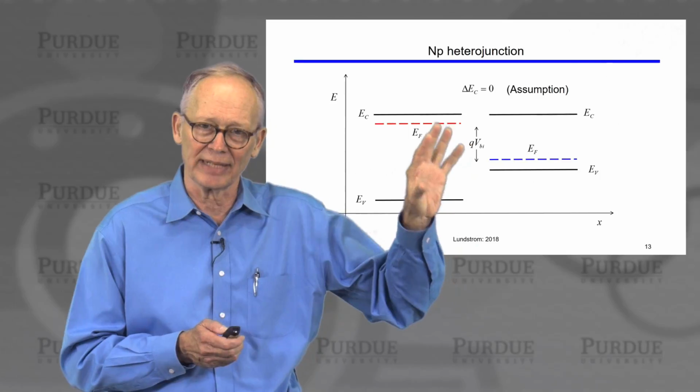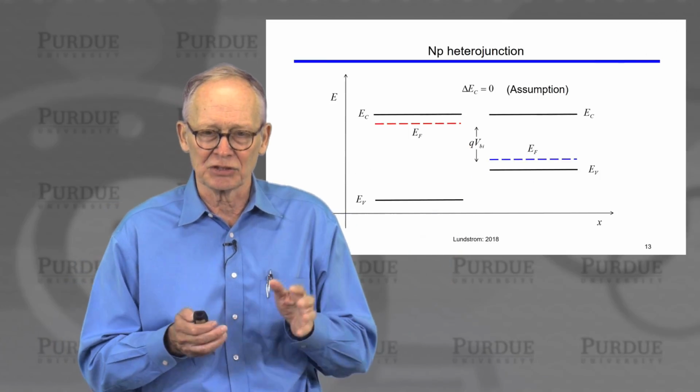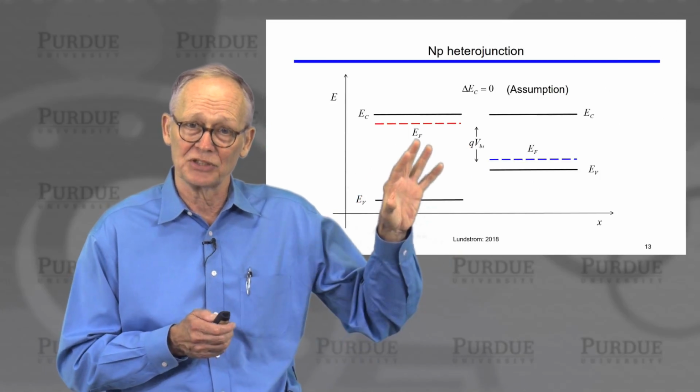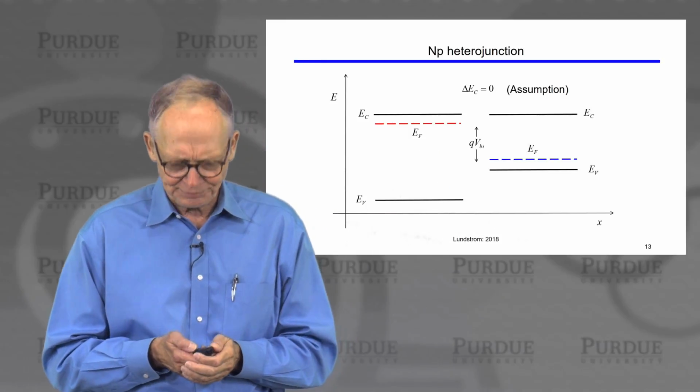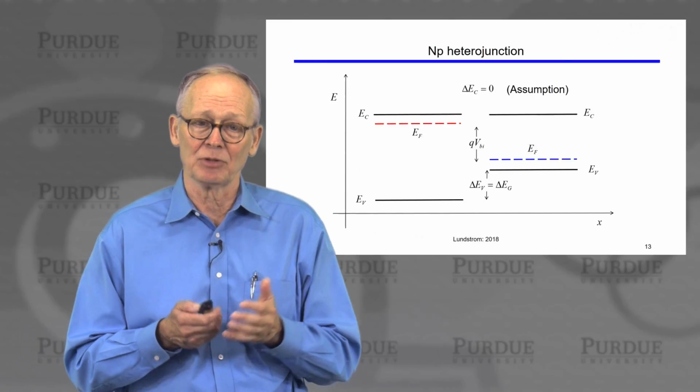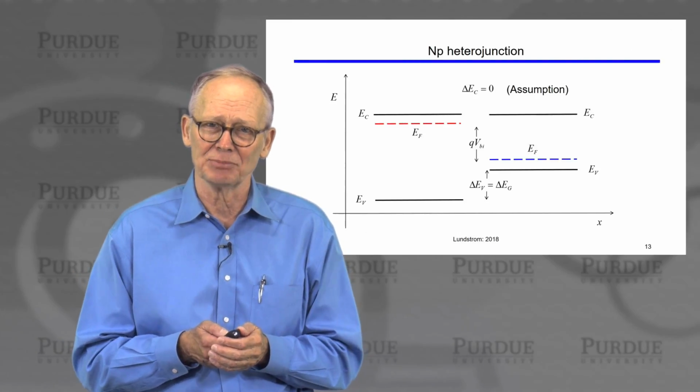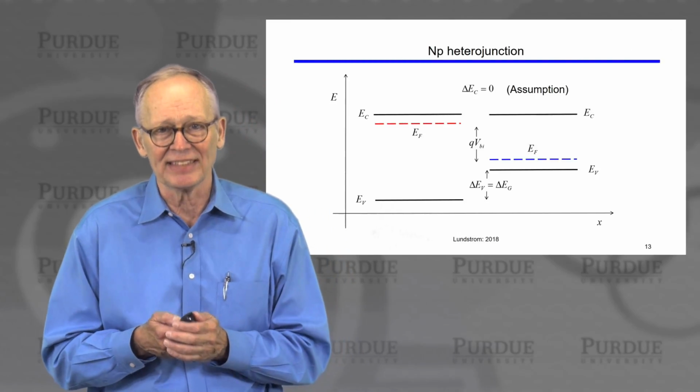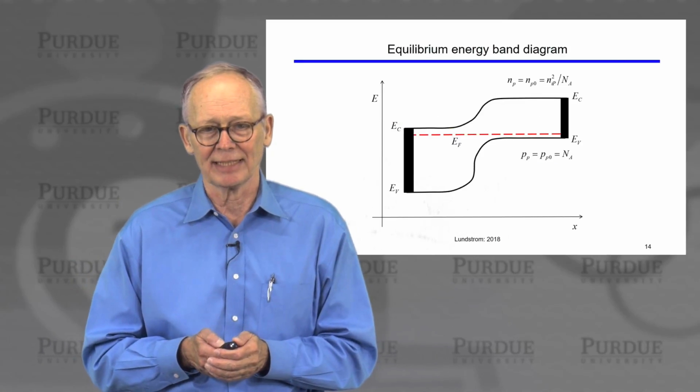This is the case that we would like to achieve, and technologists will work hard to try to achieve conditions that look like that. Okay, so we have a valence band discontinuity in this example, but no discontinuity in the conduction band. We're basically assuming that the electron affinities of the two semiconductors are the same.